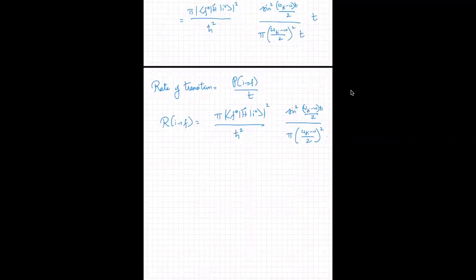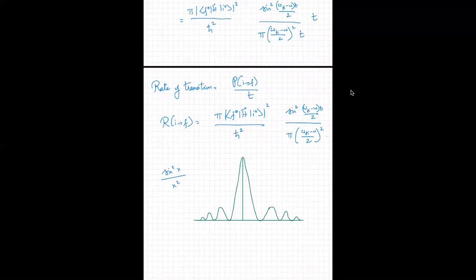Now let us actually try to understand what this rate looks like. First of all, if you plot this function, sine square of (omega_fi minus omega) over 2 divided by ((omega_fi minus omega) over 2) square, the plot of sine square x divided by x square, if you take your favorite plotting software and plot it, you will get something like this. It will peak at x equals 0, and then it will oscillate, then quickly die down. This is the function sine square x over x square, and the peak happens at x equals 0.